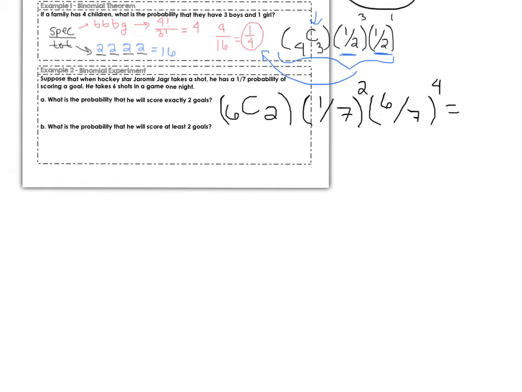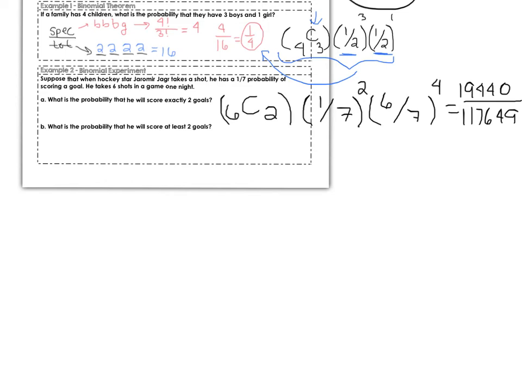When I type in this lovely expression here, I get a really hideous number, but that's okay. Ugly numbers will happen, especially in probability. 19,440 over 117,649, which is approximately 17%, okay?